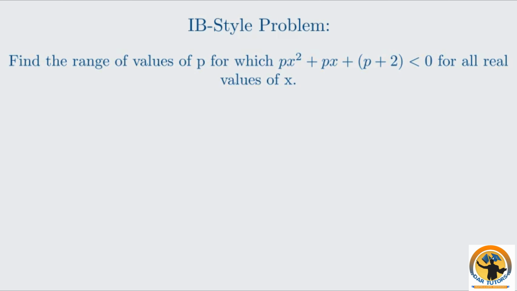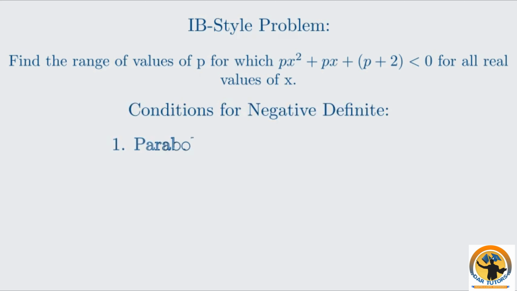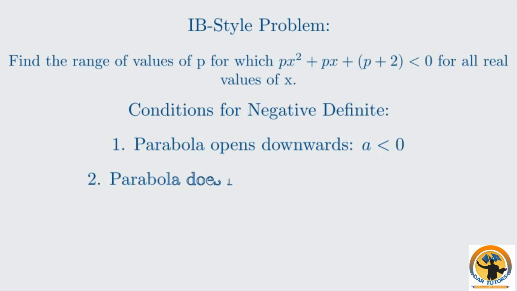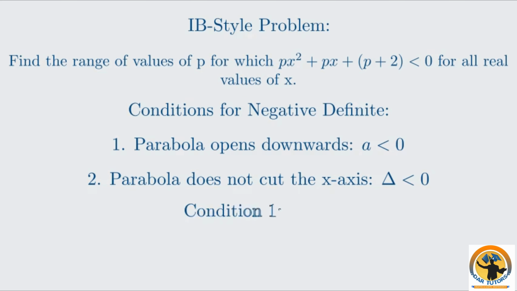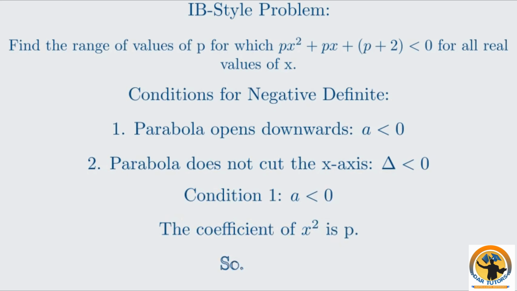For a quadratic to be negative definite, it must satisfy two conditions. First, the parabola must open downwards. This means the coefficient of x squared, which is p, must be less than 0. Second, it must never touch or cross the x-axis. This means the discriminant must be less than 0. Let's apply the first condition. The coefficient of x squared is p. So our first condition is simply p is less than 0. We'll need to remember this when we combine our results.